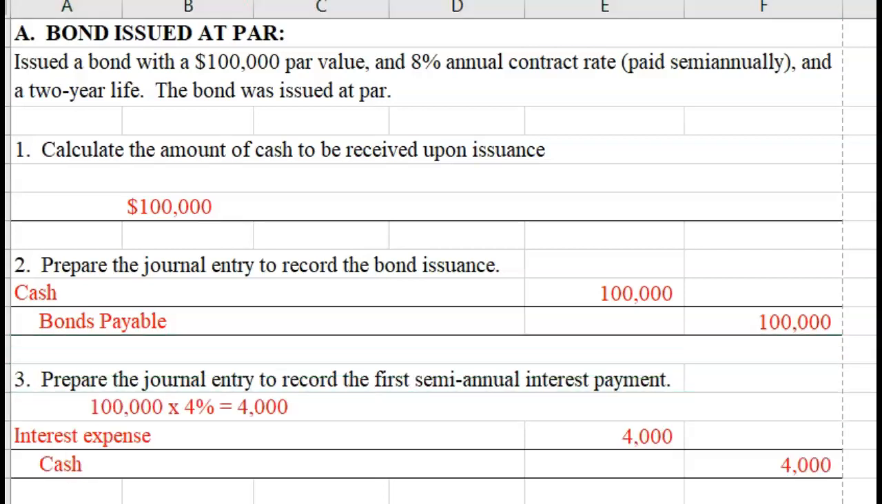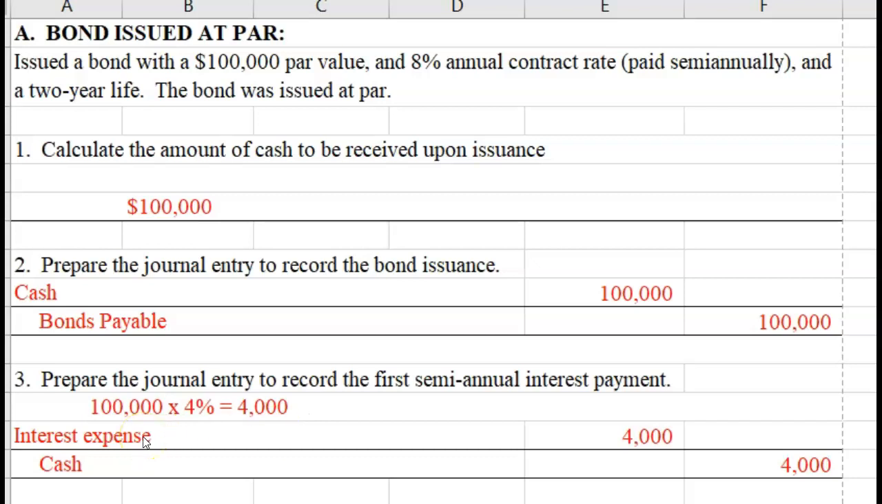So the annual interest rate is 8%, 1/2 of that is 4%. The par value of the bond, or the face value of the bond, is $100,000. So 100,000 times 4% equals $4,000 interest payment. That's the amount of the check that has to be paid for the first interest payment.